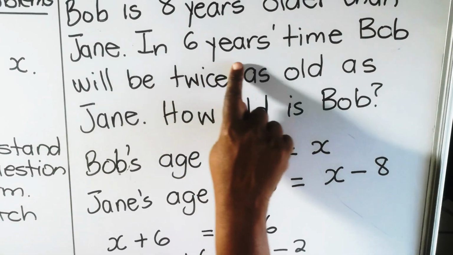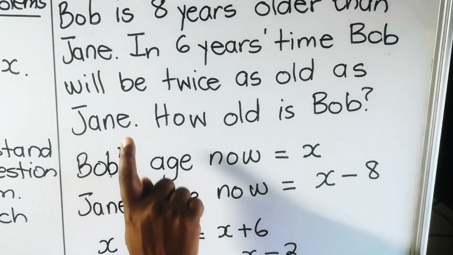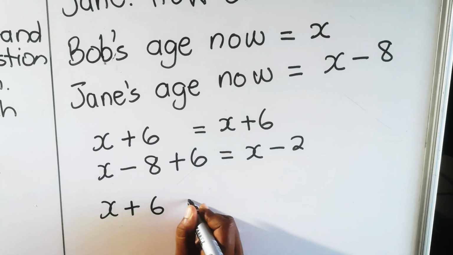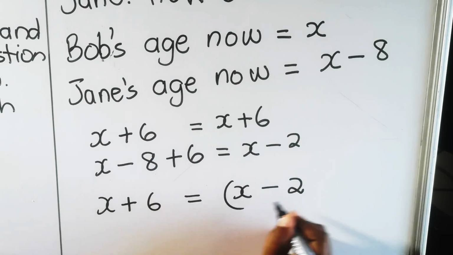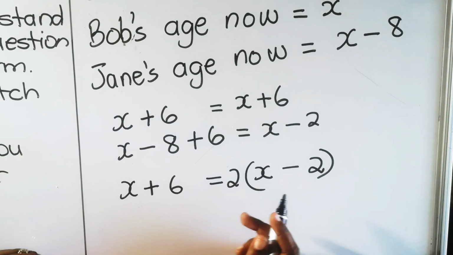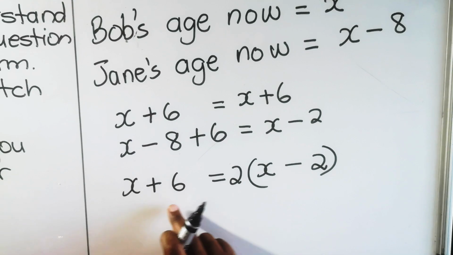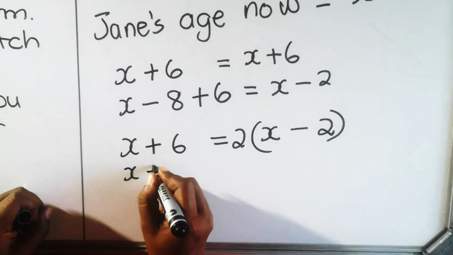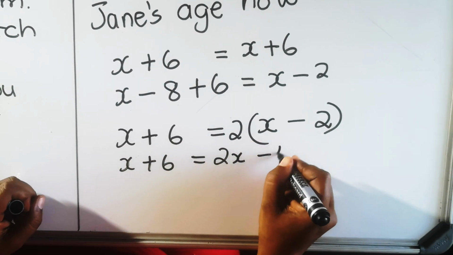Okay, they said in 6 years' time, Bob will be twice as old as Jane. So it means Bob's age, X plus 6, and then Jane is X minus 2. And then this one is twice as much as that one. They are equal, but this one is twice as much. So X plus 6 is equal to 2 times X, which is 2X, and 2 times minus 2 is minus 4.